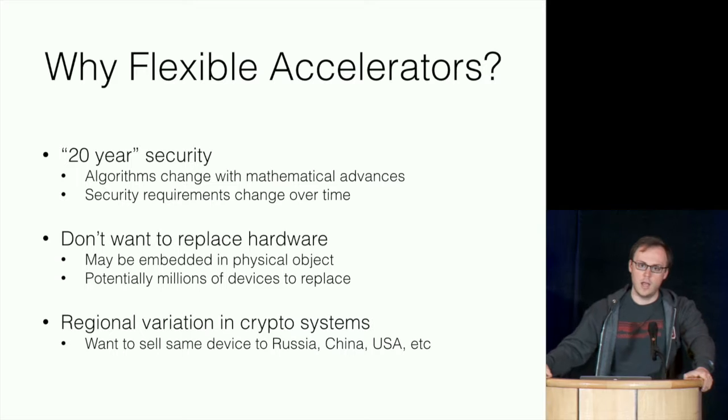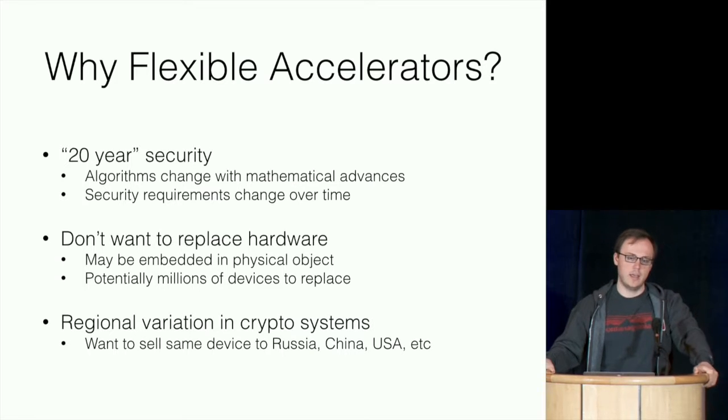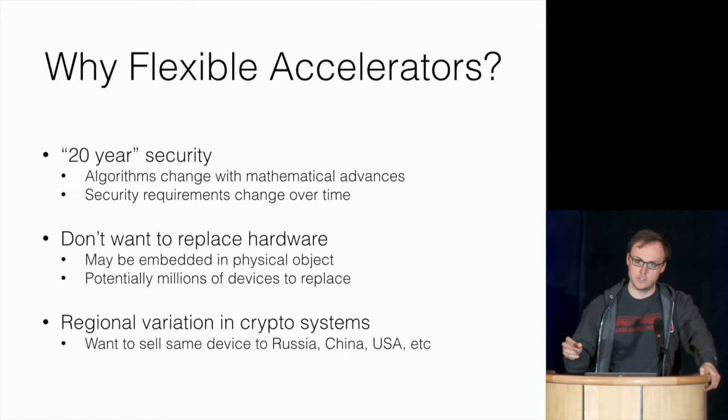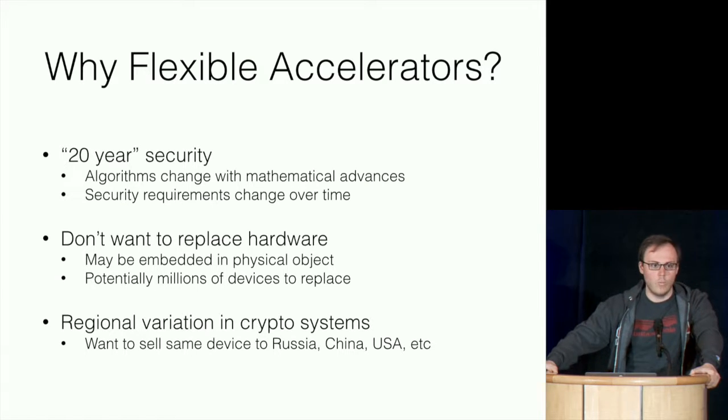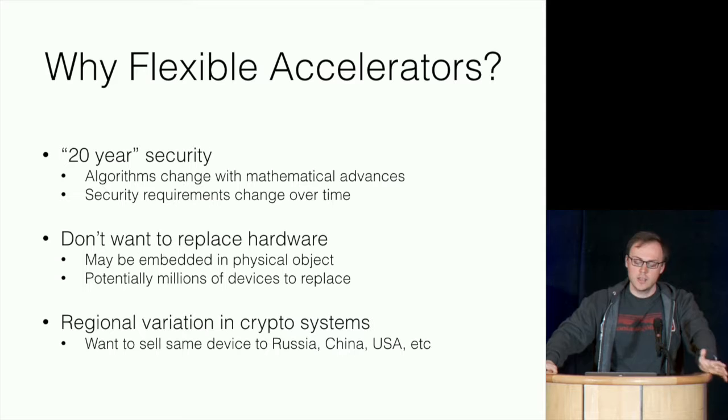consistently. One downside of these accelerators, as they usually are implemented today, is that they tend to be very fixed function. So for example, your AES-128 accelerator can't implement RSA, it's not going to implement DES, it's not going to implement anything other than the AES-128. So why bother with flexible accelerators?